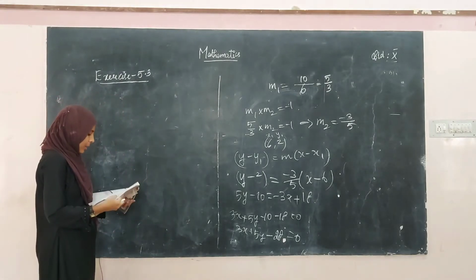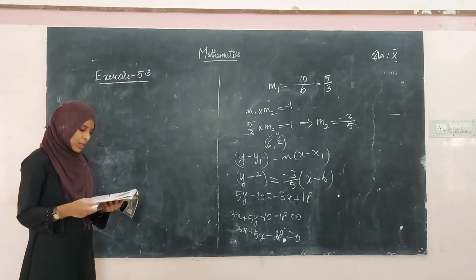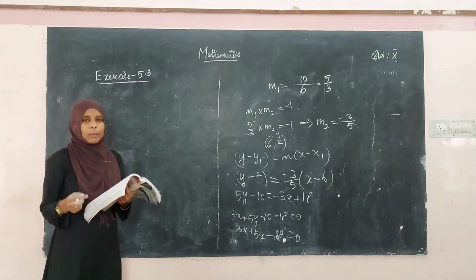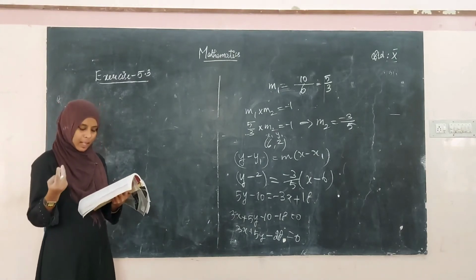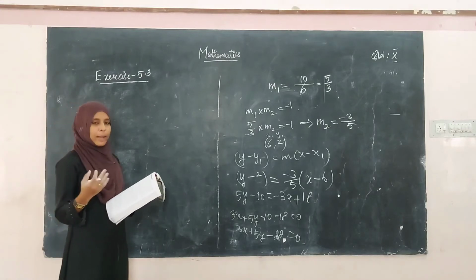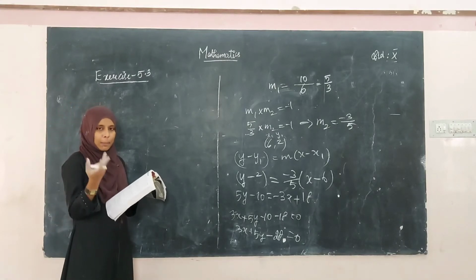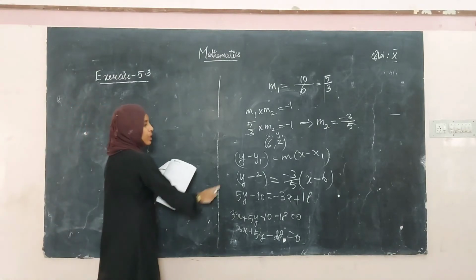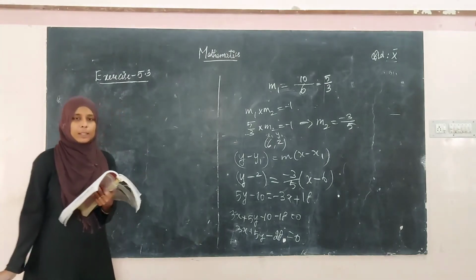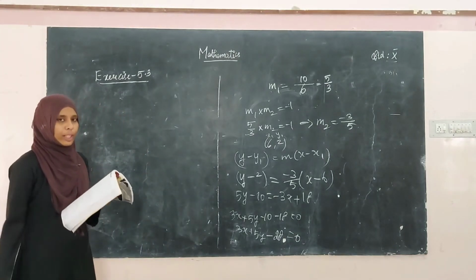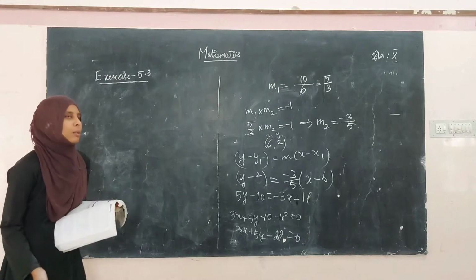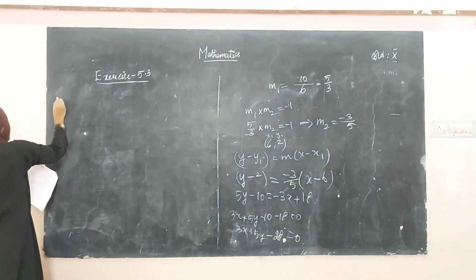See the 10th sum. Find the equation of the straight line which has slope minus 5 by 4. They have given slope m is equal to minus 5 by 4 and passing through the point (minus 1, 2). They have given a point and a slope. So, you can use this formula y minus y1 equal to m into x minus x1 and you can find the equation of the straight line. So, 10th sum is the assignment for you. Now, move on to the 11th sum.